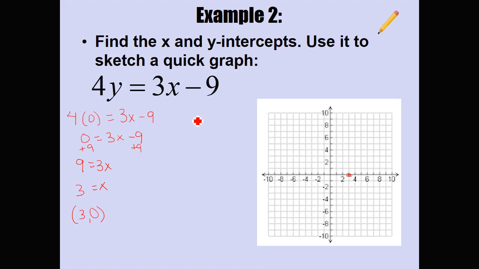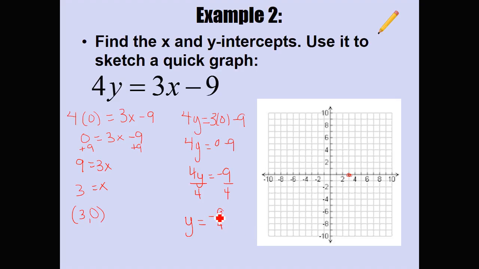Now I would do the same thing, plugging in a 0 where the x is this time. So for y, I'm going to leave that alone. Plug in a 0 for the x. So I end up with 4y equals 3 times 0 is 0. 0 minus 9, we could figure that out, is just negative 9. Okay, divide by 4 to get the y alone. y equals negative 9 fourths.